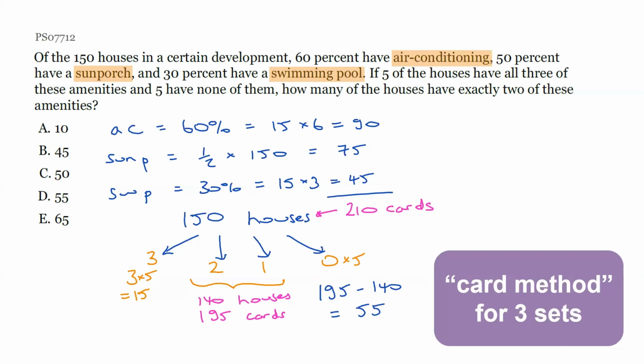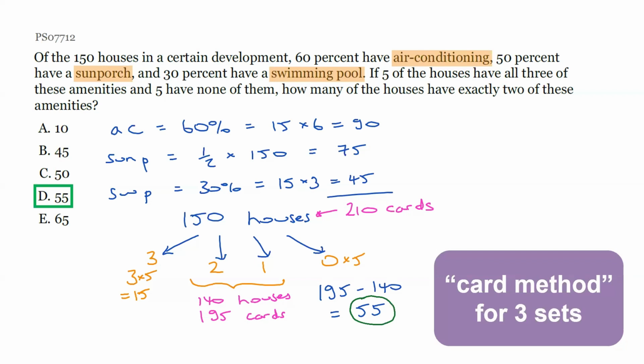And what will we do with these remaining cards? We'll give some houses a second card. So, 55 houses get a second card, meaning that 55 houses have exactly 2 amenities, and that's the right answer.